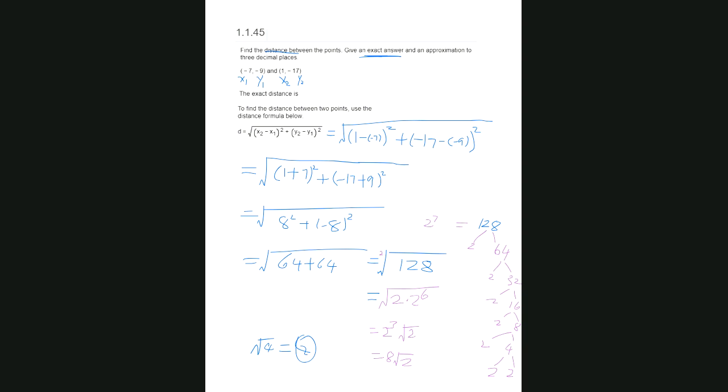Or if you're kind of familiar with this one right here, you can write it as the square root of 2 times 64, right?